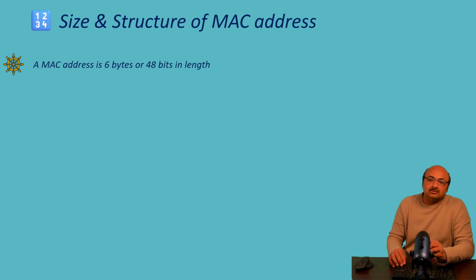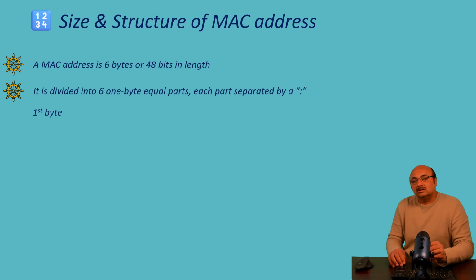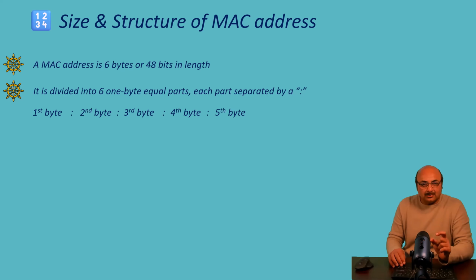A MAC address is 6 bytes or 48 bits in length. It is divided into 6 equal parts. Each part is 1 byte and each byte is separated by a colon. So, 6 bytes, each byte separated by a colon.